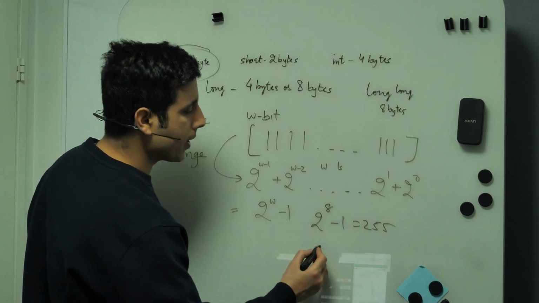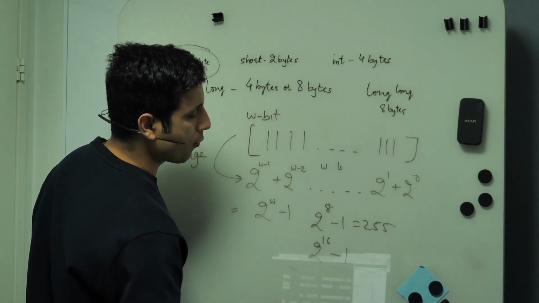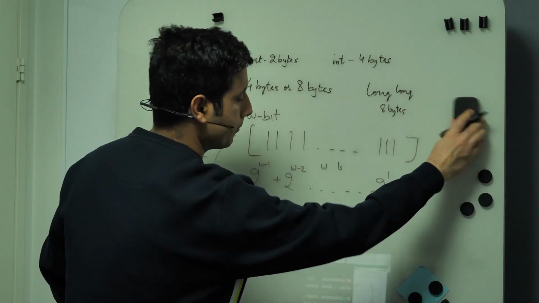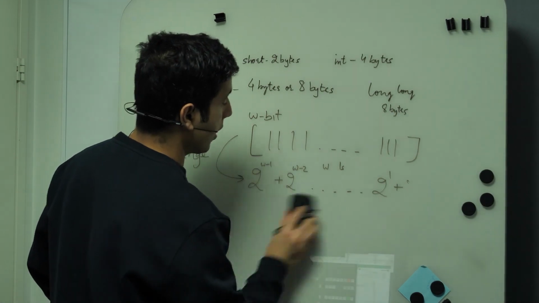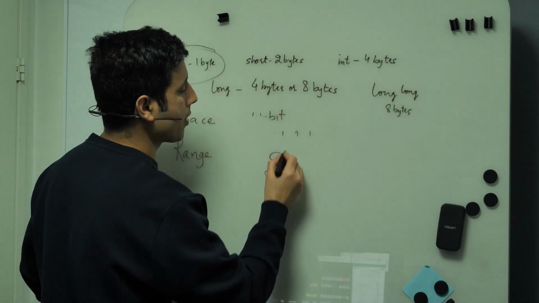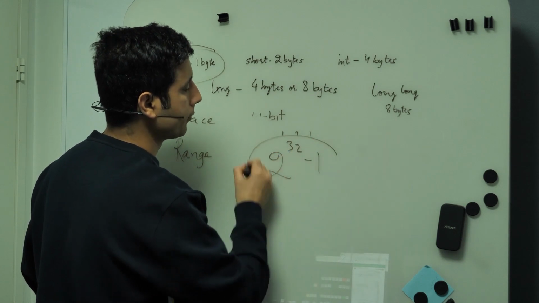Now for 2 bytes, it would be 2 raised to the power 16 minus 1. For 3 bytes, there is no data type with size 3 bytes, of course, but for 4 bytes, it would be 2 raised to the power 32 minus 1.